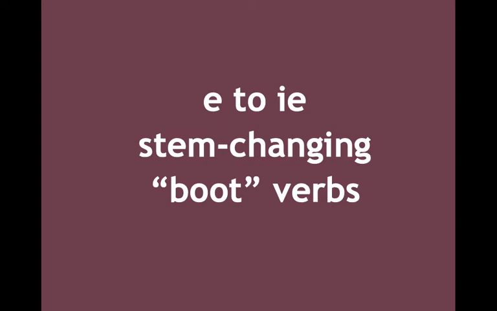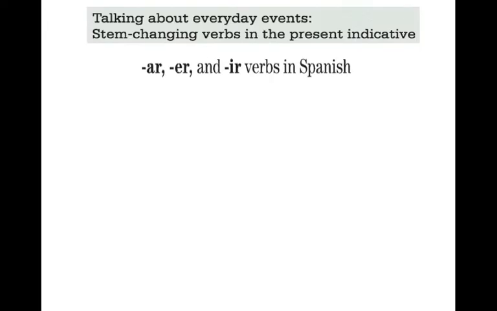Let's move on to another batch of verbs that do a bit of changing when they conjugate, specifically the E to IE stem changing verbs, also known as one of the boot verbs. Let's back up a bit and do a bit of a review. If you recall, verbs in Spanish are in the infinitive form before they are conjugated. That's the form you find in the dictionary, the "to" form, the form before it's conjugated, the form that ends in one of three ways, AR, ER, or IR.